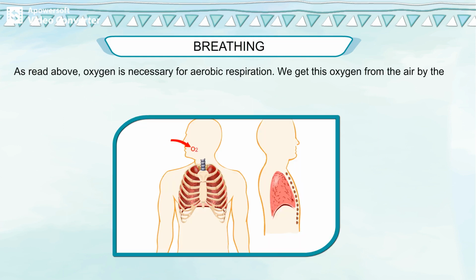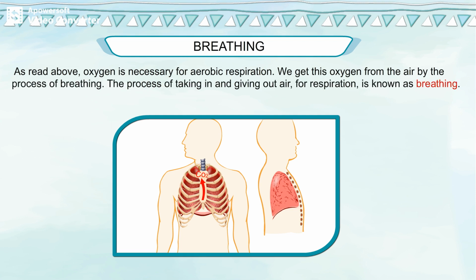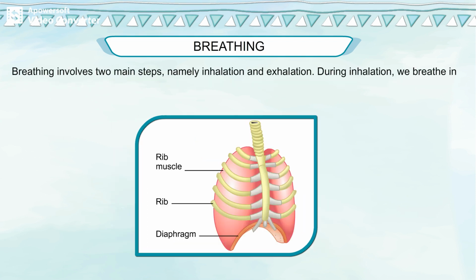Breathing. As read above, oxygen is necessary for aerobic respiration. We get this oxygen from the air by the process of breathing. The process of taking in and giving out air for respiration is known as breathing. Breathing involves two main steps, namely inhalation and exhalation.